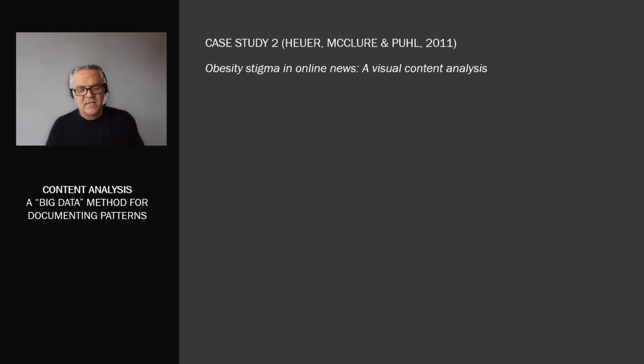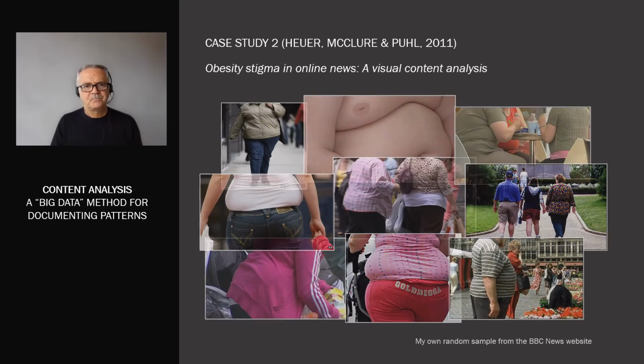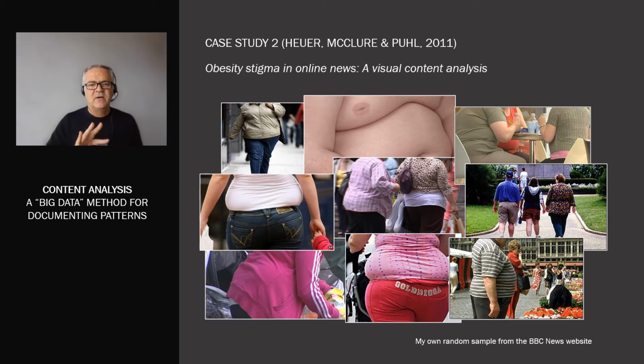As you can see from the title, Hoyer and her colleagues were interested in what they saw as the stigmatizing representation of people who are or may be obese. To start, they focused on visual representations of online news sites. Now, to give you an idea of the sort of thing that initially troubled them, I've pulled together this fairly random sample from the BBC News, the online BBC News site.